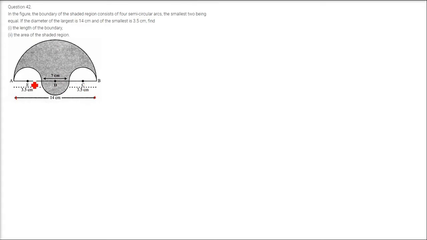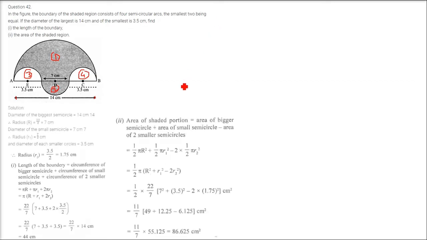So first we will find out the boundary of the outer one. This is the first one, this is the second one, this is the third one, and this is the fourth one. So what is the length of the boundary? Because we know that the circumference of a circle is 2 pi r and the circumference of a semicircle is pi r.